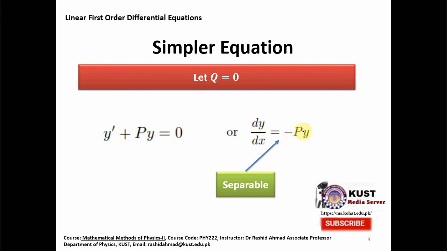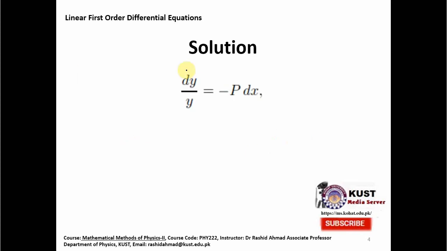And since p is a function of x, the right side will contain variables or a function of variable x only, and the left side will contain the variable y or a function of variable y. So here you can see that the left hand side of this equation now becomes dy by y, and the right side is equal to minus p dx. So you have seen that when we put q equal to 0, this equation is actually a separable equation, where we can separate variables to the left and right side.